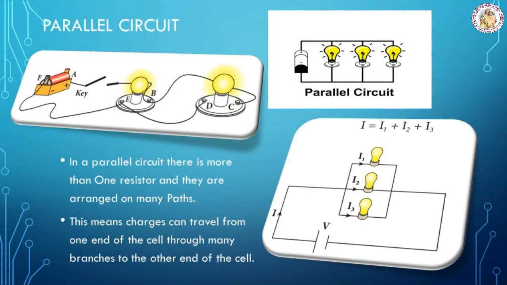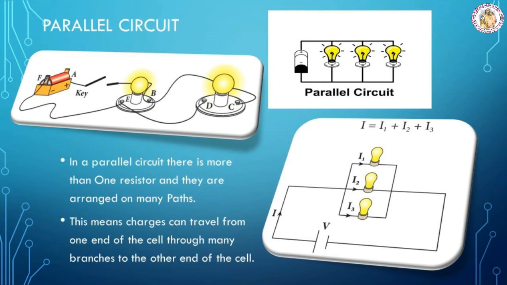Parallel circuit. In a parallel circuit, there is more than one resistor, that means bulbs, and they are arranged on many paths. This means charges, that is electrons, can travel from one end of the cell through many branches to the other end of the cell. Here, voltage across the resistors, that means bulbs, remains the same, but the current flowing through the circuit gets divided across each resistor.